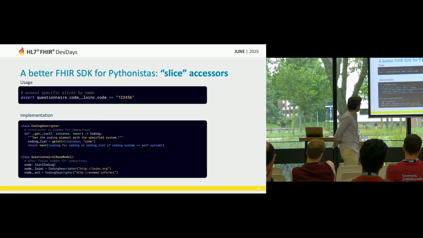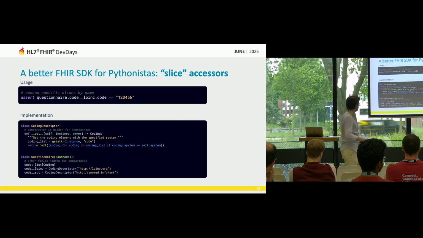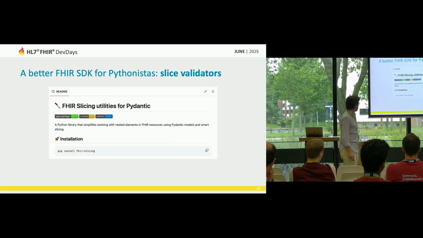Slice accessors are a little trickier, but you can get there also with descriptors. We are using coding descriptors to easily access the SNOMED code directly, and the encoder, you don't want to iterate those lists every time again. And we have a separate open source project, FHIR Slicing, which does a lot of the slicing validation, but also the type safety of it.